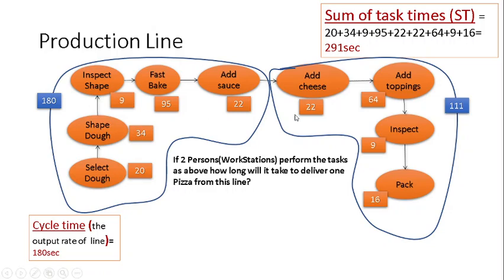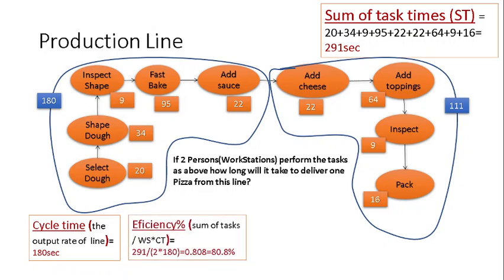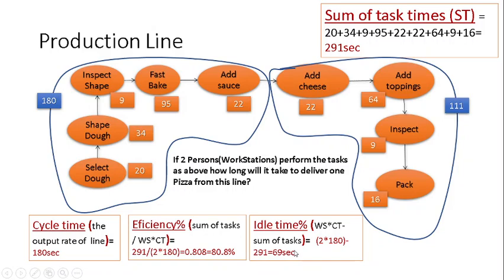So this person, every 180 seconds, delivers a pizza. As you can see here, the second group is 111. So the second person is able to catch up this rate. So as you can see, two people working at the same assembly line can deliver a pizza in 180 seconds. And this is our cycle time here. Now, if we calculate the efficiency of this setting, if you do the calculations, you will find that it is 80%. And the idle time here is 69 seconds.